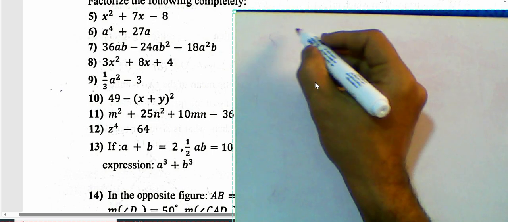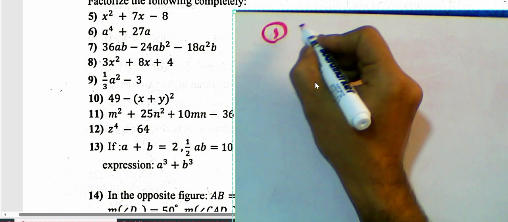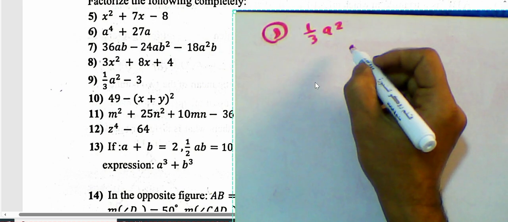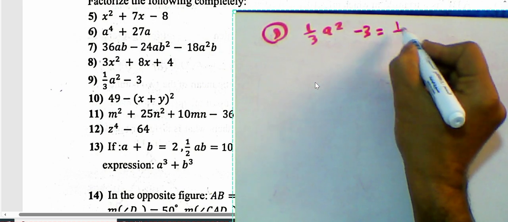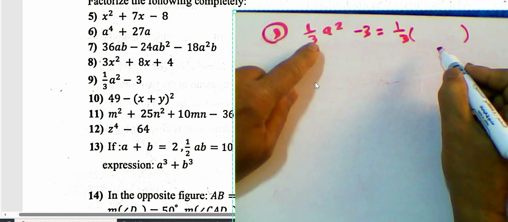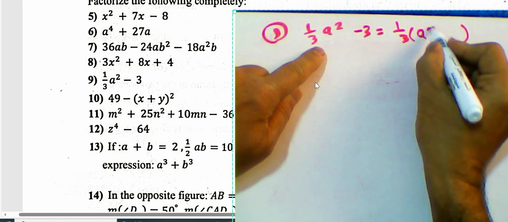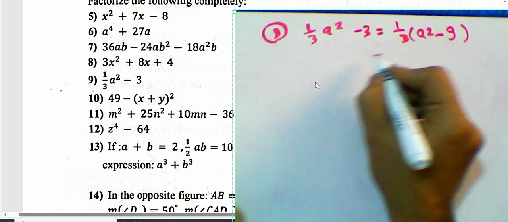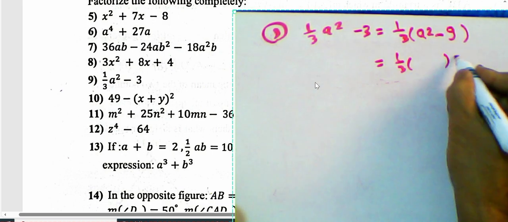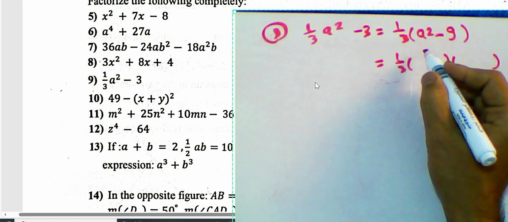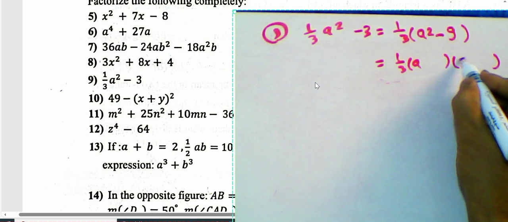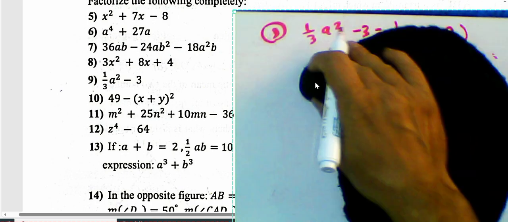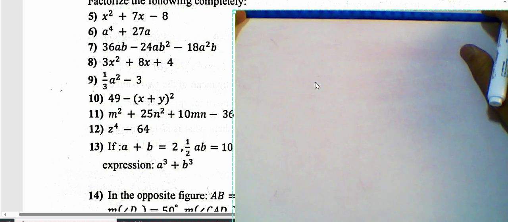Okay, next question number 9. We have 3a power 2 subtract 3. We can write 3 as the highest common factor between the two terms here. 3a power 2 divided by 3 equals a power 2, and 3 divided by 3 is 1. Then you can simplify the difference between two squares. Square root of the first a and square root of the second, and write negative and positive. Okay, it's the difference between two squares.